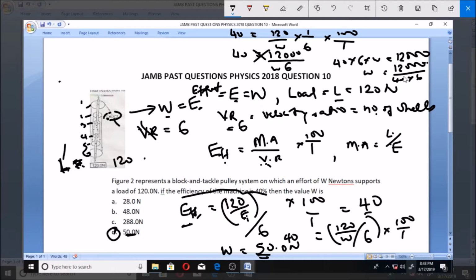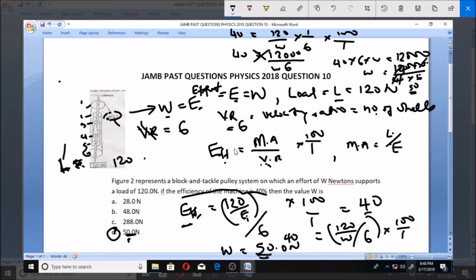So how do you cancel out? The 0 cancels 0. You have 4 canceling 12, which gives us 3. So you have 300, and 30 into 6 is 5, 0. So we have 50. That's how we come about 50 newtons. So the correct answer is D, 50 newtons.